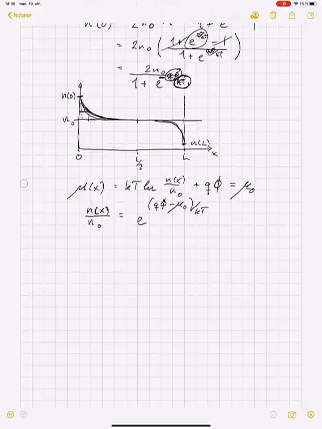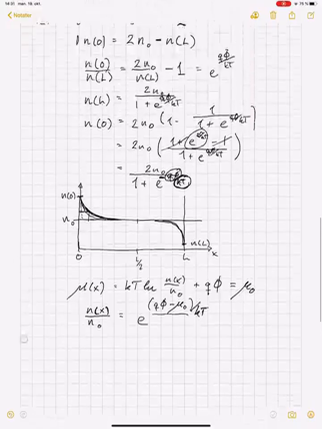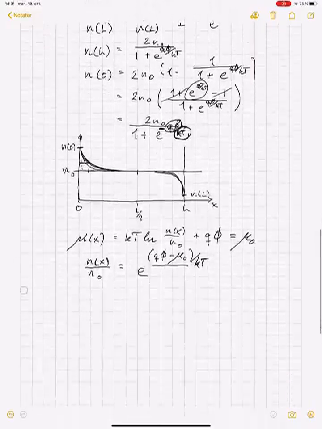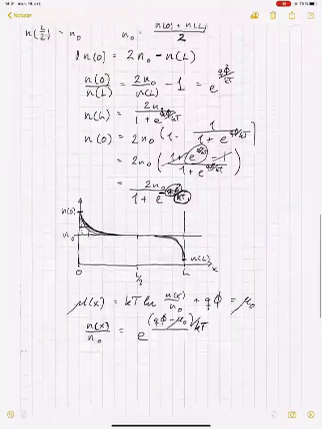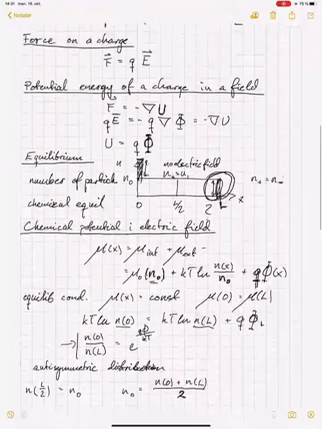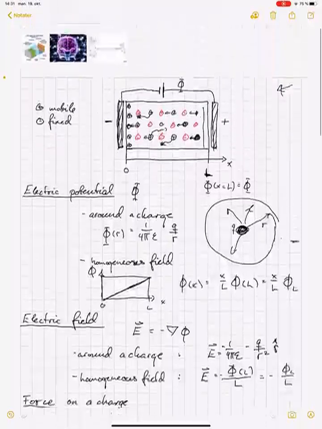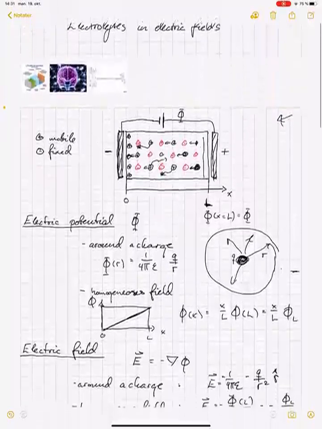So here we see the Boltzmann factor with the chemical potential in it, due to the fact that we can move the ions, and we'll see this more next week. Next lecture when we're getting to the Gibbs factor.